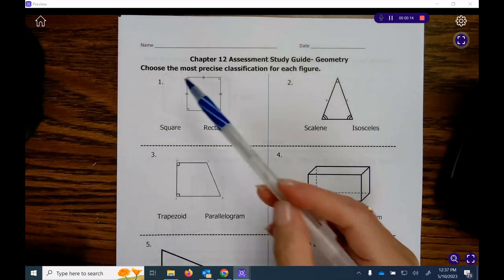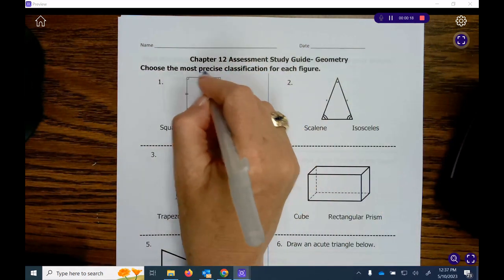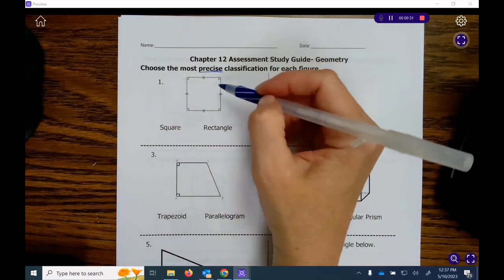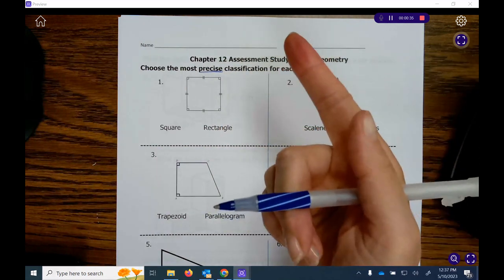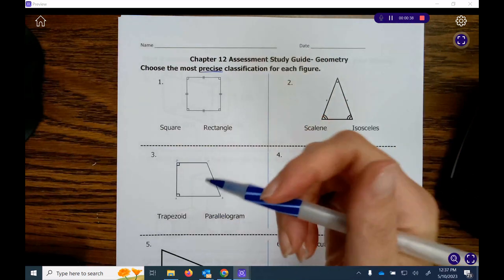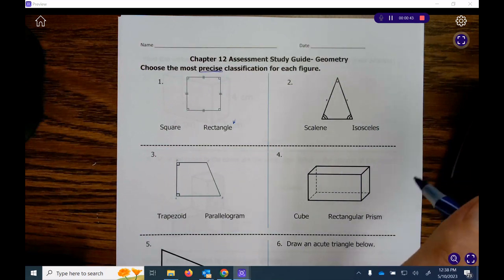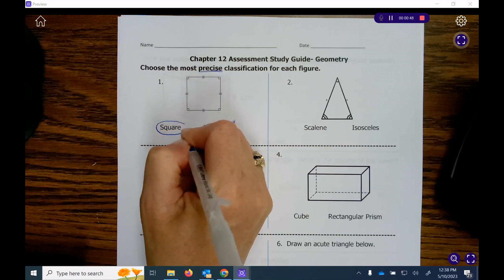Question number 1 through 6. The directions ask us to choose the most precise classification for each figure. So each figure may have many names. What is the most precise name? So for example, this figure right here is a polygon, it's a parallelogram, it's a quadrilateral, it is a rectangle, it is a rhombus, but the most precise name for it would be a square.